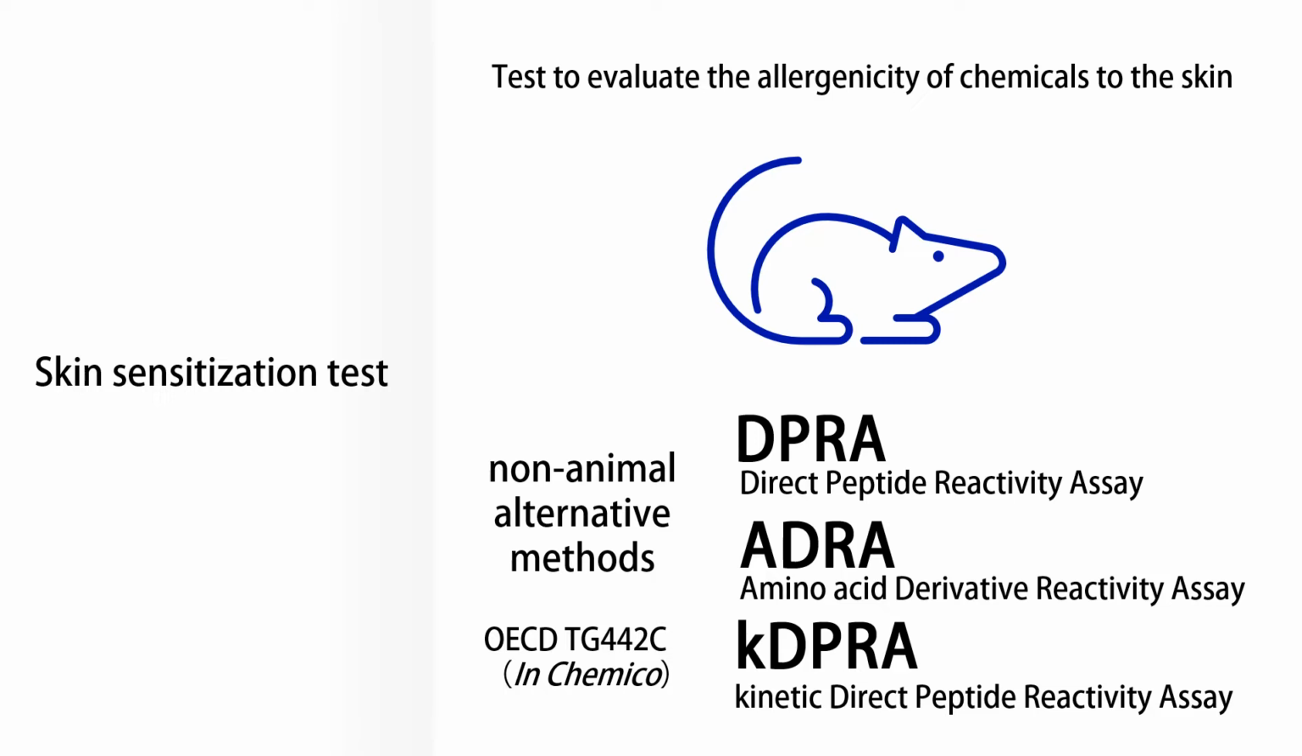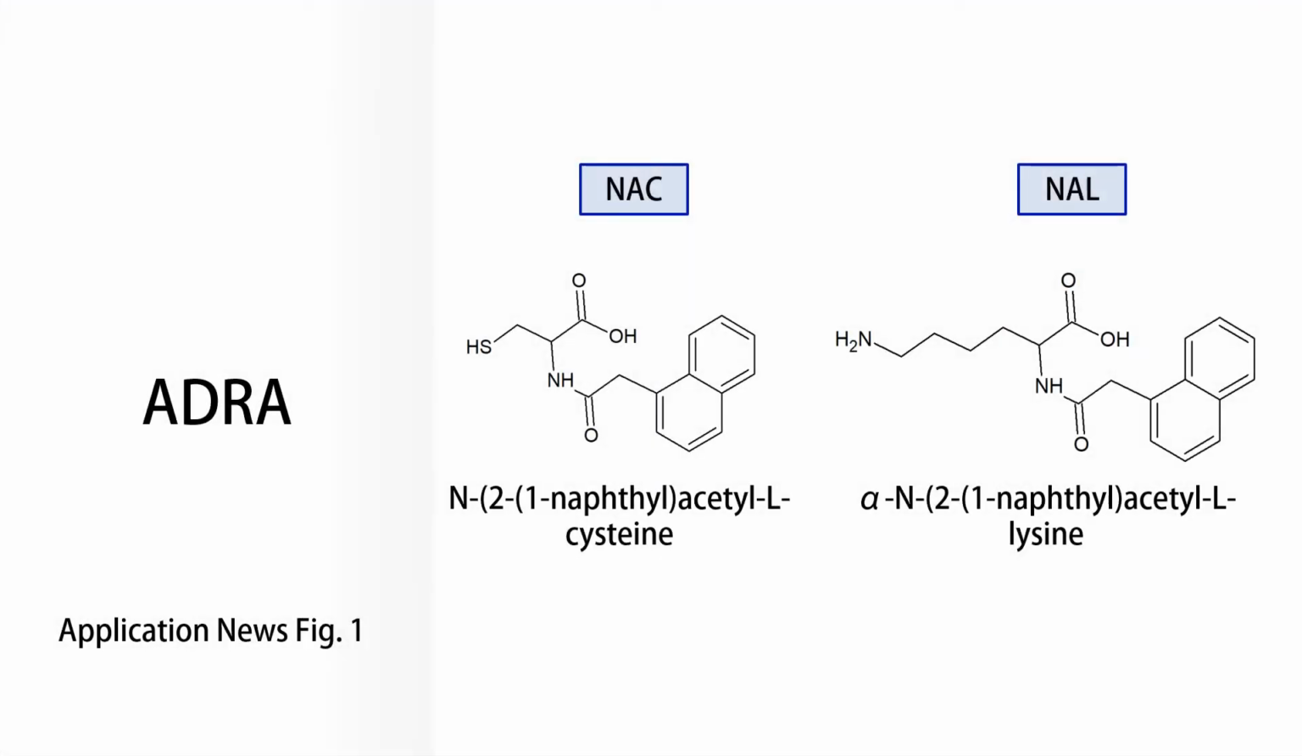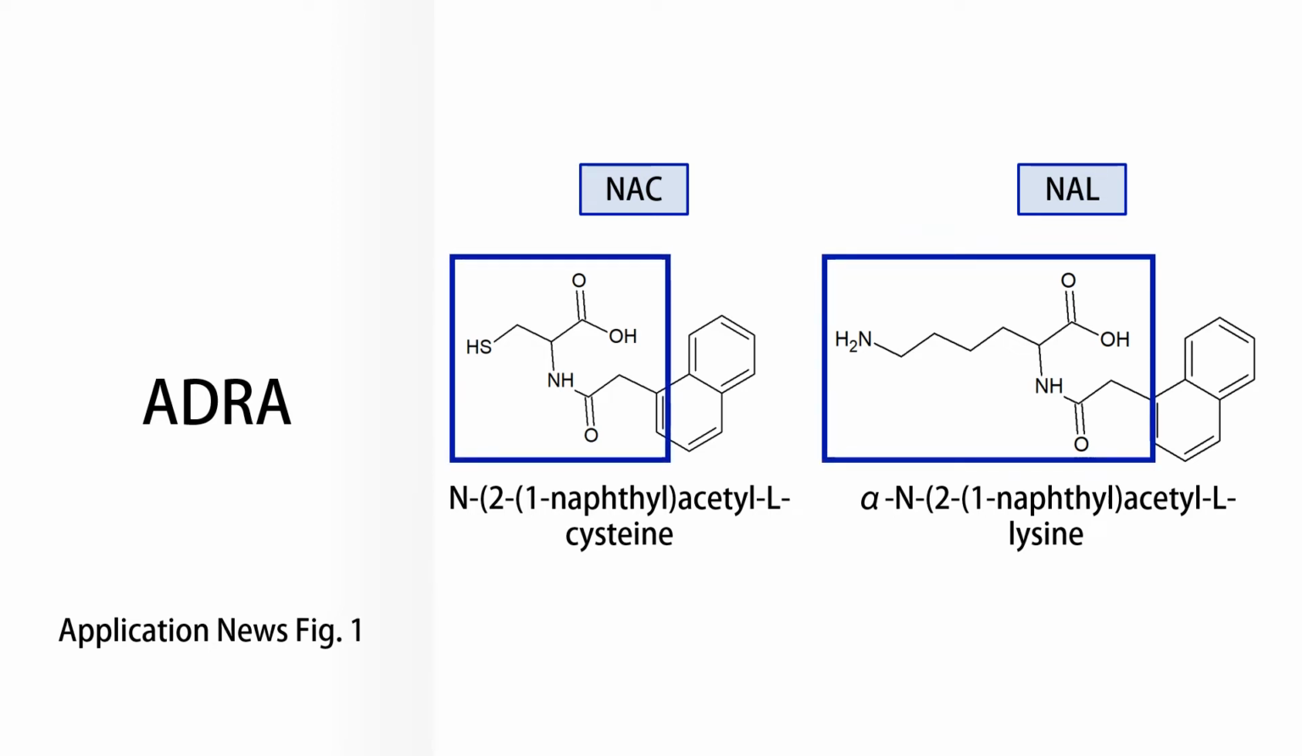These three non-animal methods utilize the fact that, in the early stages of skin sensitization, chemical substances induce an inflammatory response when they bind to cysteine and lysine in epidermal proteins. In this video, we introduce the method known as amino acid derivative reactivity assay, ADRA. ADRA evaluates the binding characteristics of test substances using NAC or NAL. NAC and NAL are synthesized by inducing cysteine and lysine, respectively, to bind with naphthalene rings.